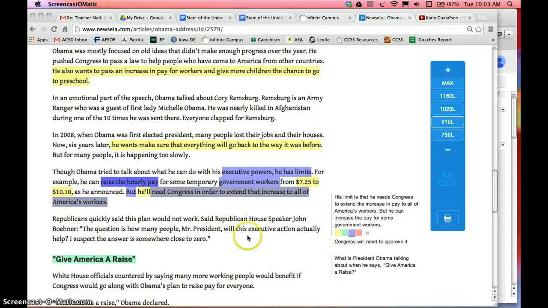This paragraph did not answer my question. So my answer is his limit is that he needs Congress to extend the increase in pay to all American workers, but he can increase the pay for some of the government workers.